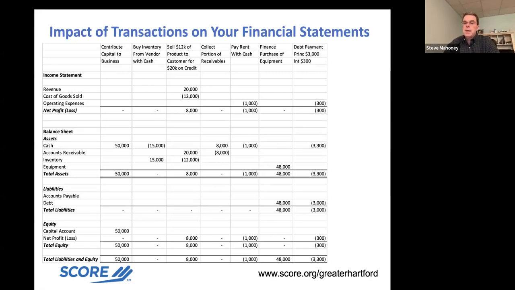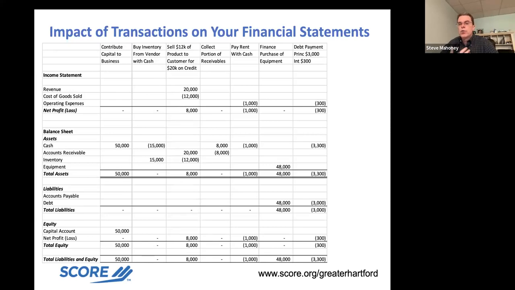Then you have to make a debt payment. So what happens here? Well, I have to make a debt payment of $3,300 to my bank. There are two components of that. I make a principal payment of $3,000 and an interest expense payment of $300. This gets a little confusing, and it becomes a question sometimes with my clients, where they say, where are my debt payments on my income statement?